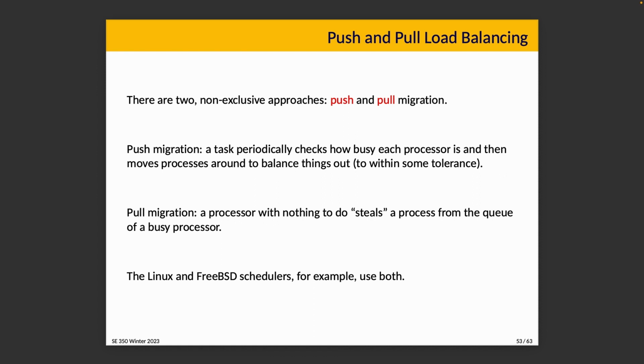And push migration says, well, a task run by the operating system periodically checks how busy each processor is and then moves processes around to balance things out, which is within some tolerance, right? It's never going to be completely even, and we're never entirely sure how long processes are going to take, but if we can see there's a queue here and there's nothing there, well, we know what to do. Pull migration, on the other hand, is when a processor with nothing to do steals, and I say steals in quotation marks, a process from the queue of a processor that is otherwise busy. And the Linux and FreeBSD schedulers use both.